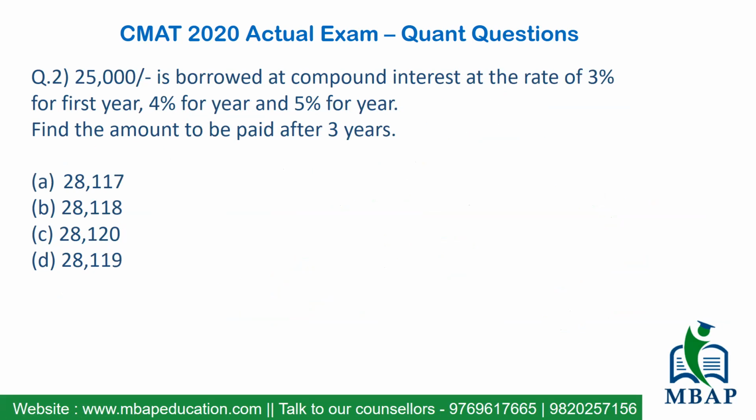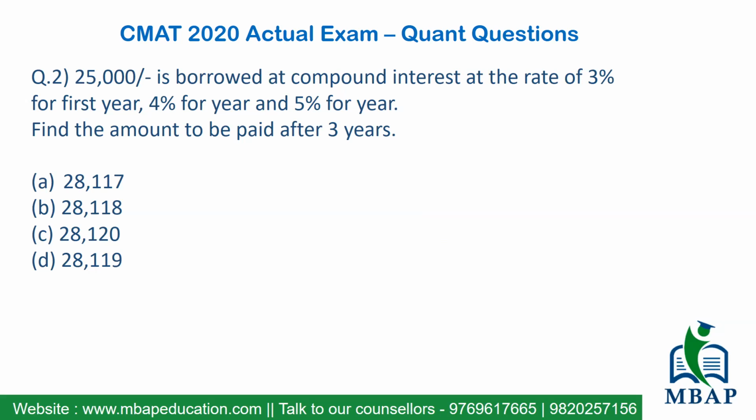Now, for the next question, you'll see the easiest question, which came in the year 2020. It says 25,000 is being borrowed at CI at a rate of 3% for the first year, 4% for the next year, 5% for the next year. And the question is to find the amount to be paid after 3 years.